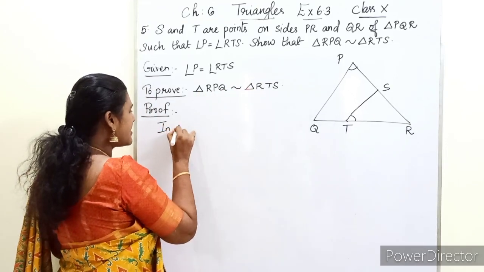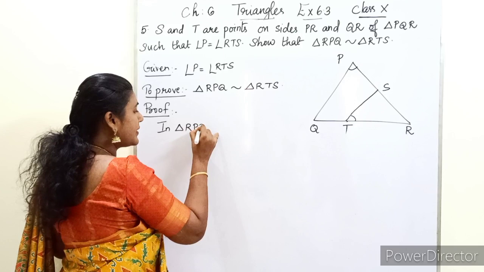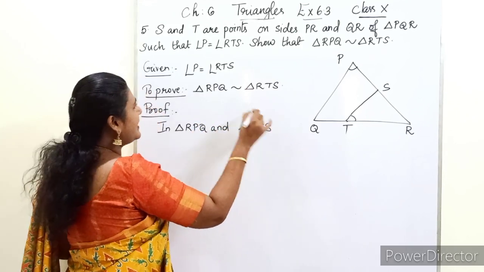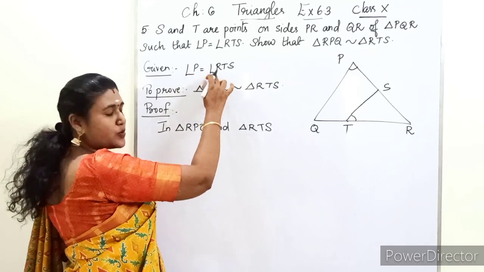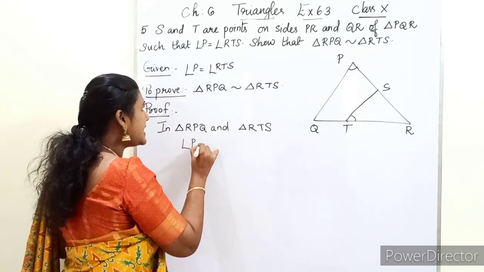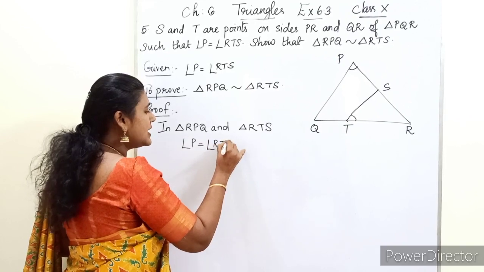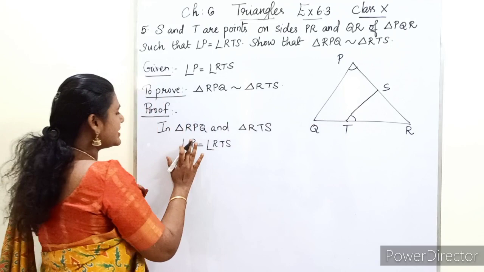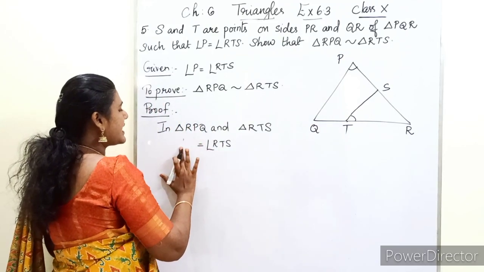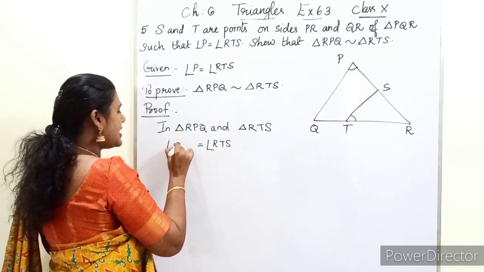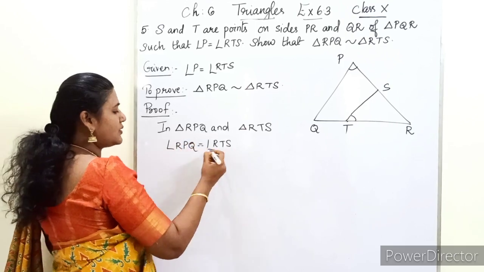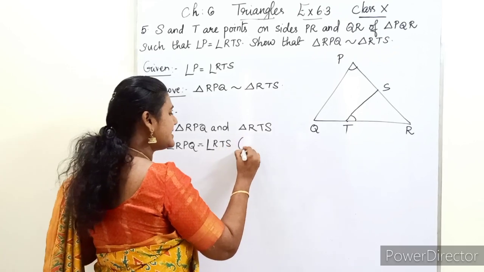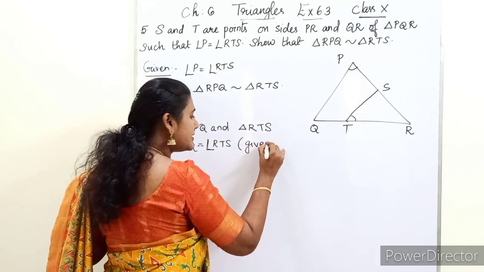So in triangle RPQ and triangle RTS, we already have one angle equal, that is angle P is equal to angle RTS. This angle P we can write as angle RPQ. So instead of angle P we can write angle RPQ. So angle RPQ is equal to angle RTS. This condition is given in the question.